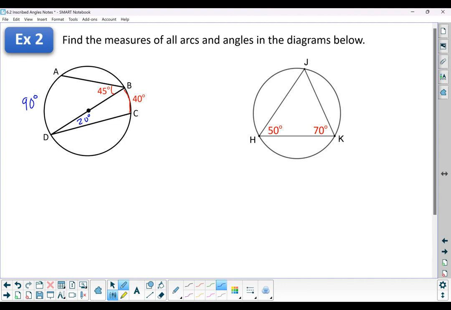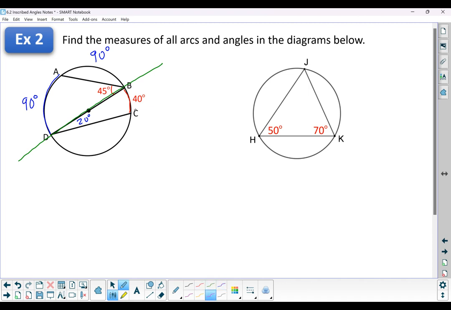If you have the intercepted arc, you divide by 2 to get the inscribed angle. We have 2 more arcs in this circle that we need to find. Look at this, the diameter is going to help us. If this is a 90-degree arc from A to D, then this would also be a 90-degree arc from A to B because we have a semicircle there, so it should add up to 180 degrees.